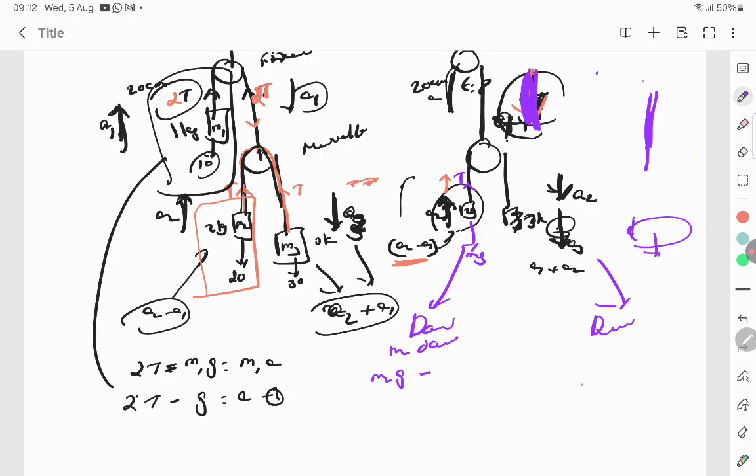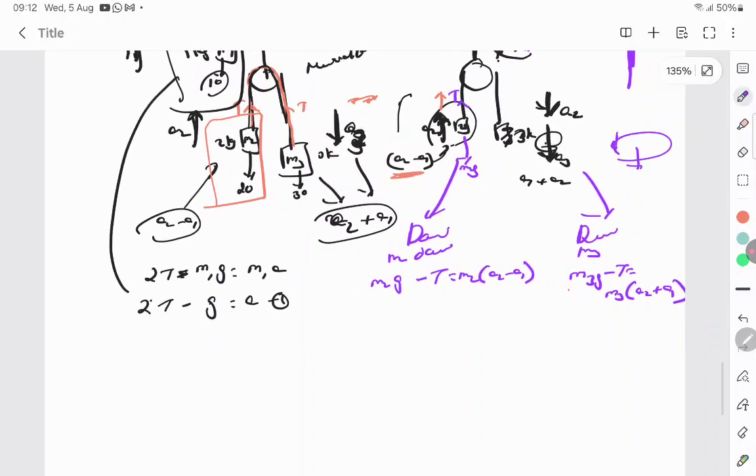Taking this free body diagram, M2G minus 2T is equal to M2 into that acceleration, A2 minus A1. Similarly, taking M3, which is downward, M3 into G minus the same tension is equal to M3 into A2 plus A1. So you get two equations like this: M2G minus T is equal to M2 into A2 minus A1.